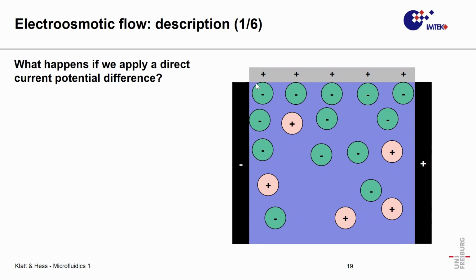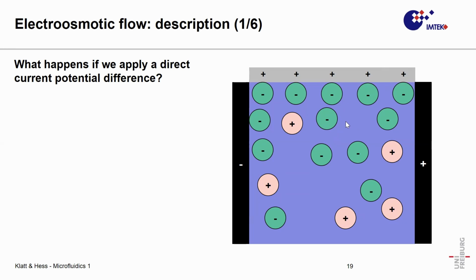Well, there's a liquid colored in blue. There are ions within this liquid. There are two electrodes on the left and the right-hand side, where a voltage is applied. And there is a charged wall due to, for example, a simple surface treatment. And by now you should understand what happens in this situation.